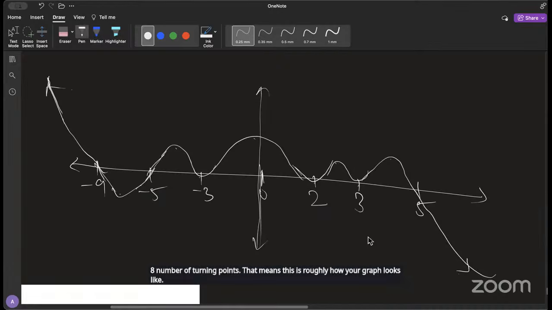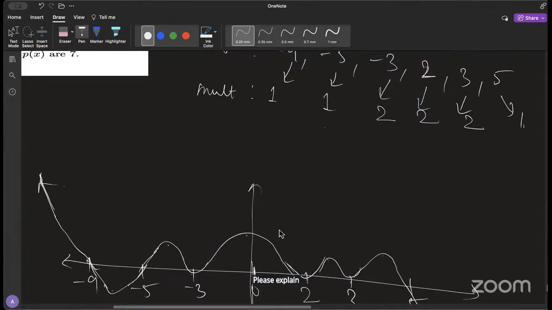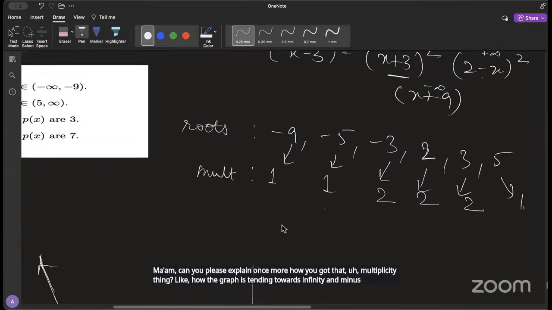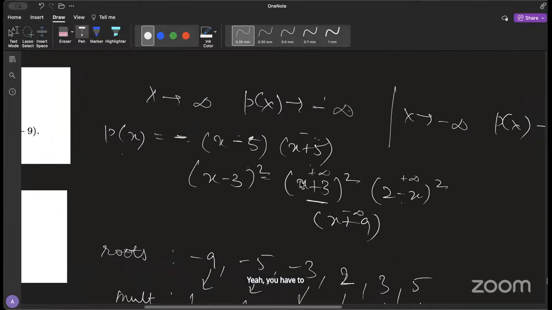Is that okay? Ma'am, can you please explain more how you got that end behavior from the multiplicity, again? Like how the graph is tending towards infinity and minus infinity for this question? End term behavior, you have a doubt in end term behavior? Yes, ma'am. We have to just consider the term with the highest degree and go with that, right? Yeah, you have to consider the leading coefficient.